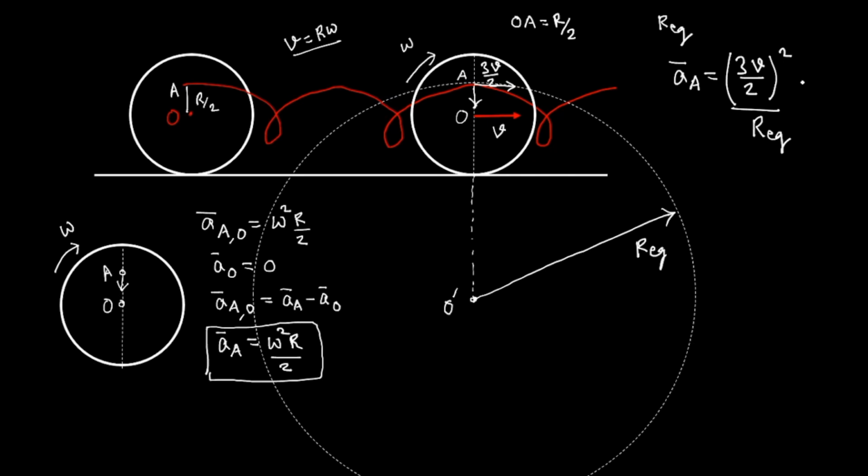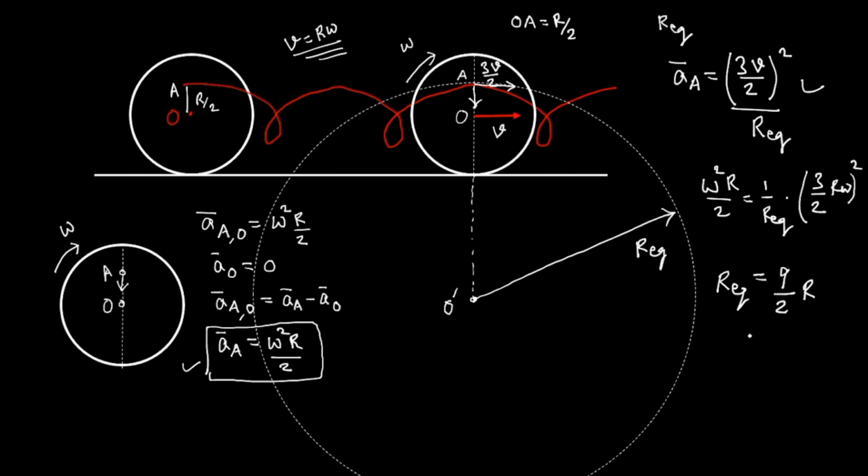This is A we got from the instantaneous radius of curvature, and this should be equal to the one you got over here. So just equate and you'll get the answer. How? Write it. Omega square R by 2 is 1 upon R equivalent times V, where V is equal to R omega. So put it over here and you get 3 by 2 R omega square. If you cancel and solve all the things, you get R equivalent is 9 by 2R. And this is the answer. You see how easily you got the R equivalent.